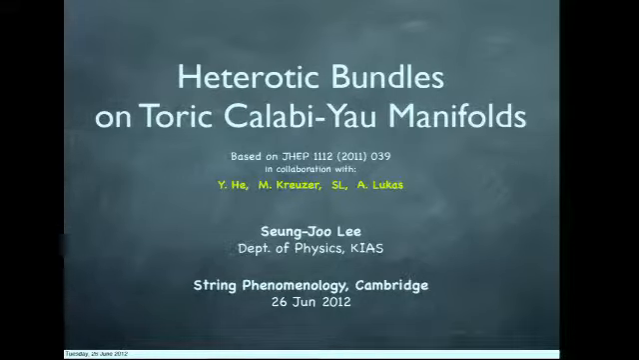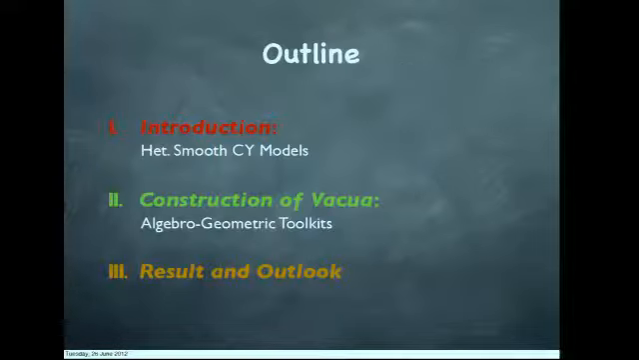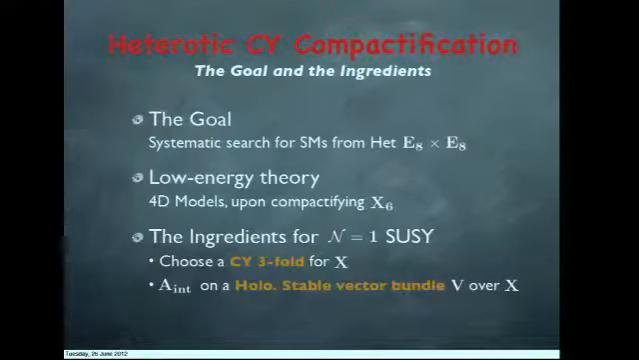So first of all, I'd like to thank the organizers for giving me the opportunity to speak here. My talk is about heterotic bundles on toric Calabi Yau manifolds, based on this paper with Yang Hui He, Max Kreuzer, and Andre Lukas. I'll start with some rudiments of heterotic smooth Calabi Yau models, and I'll describe how we actually construct the vector bundles using some algebraic geometric toolkits, and I'll finish with results and outlook.